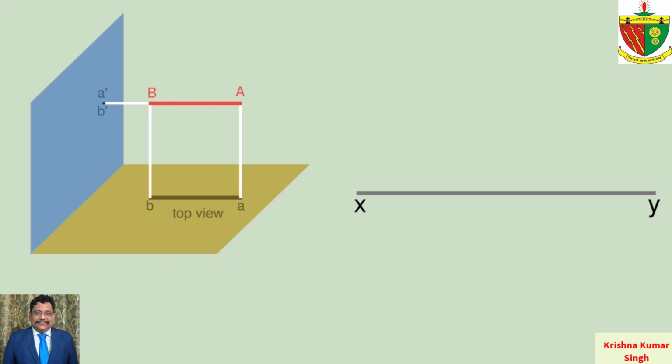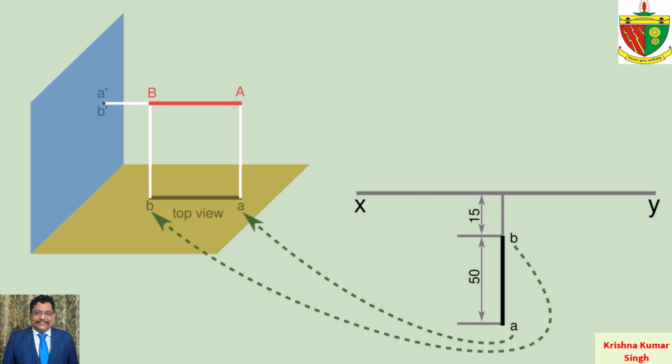Top view gives the true shape of the line. So let's start with the top view. Draw the top view of the AB line below the reference line with length 50 mm at a distance of 15 mm from XY line. It is the true length, and the first end is B from the VP and the other end is A.